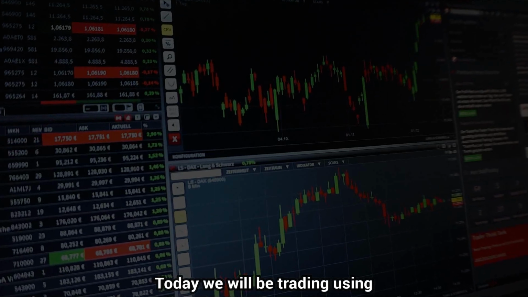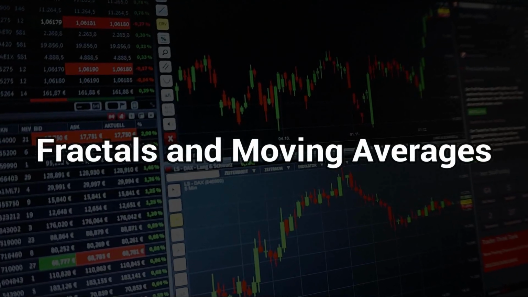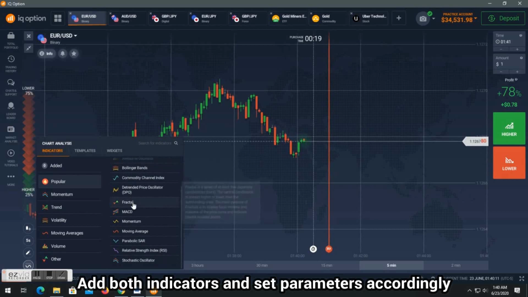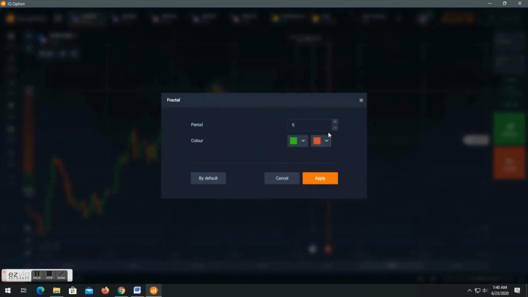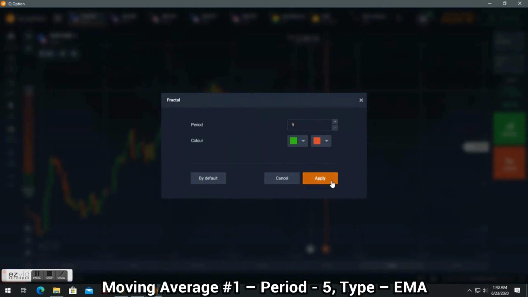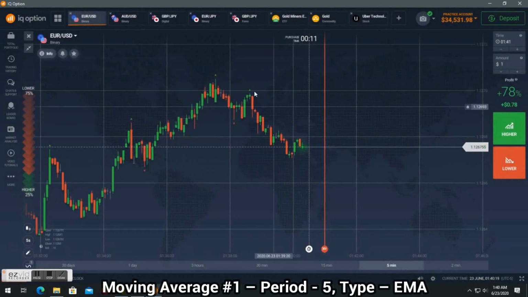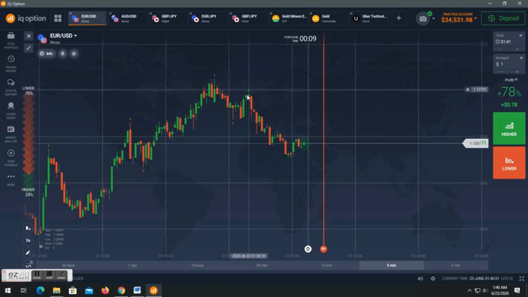Today, we'll be trading using fractals and moving averages. Add both indicators and set parameters accordingly. Fractals, period 9. Moving average number 1, period 5, type EMA.